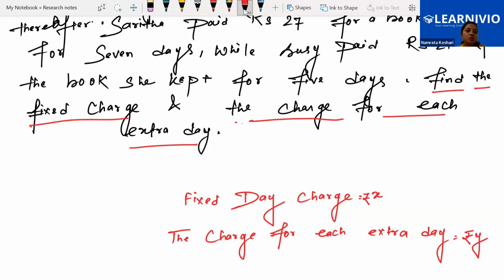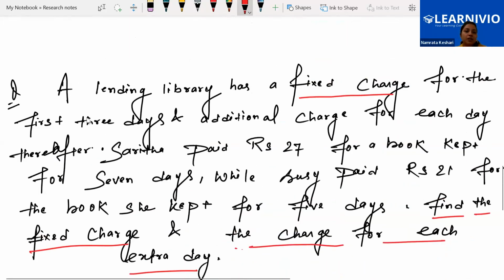Let's frame the equation. Here it says that a lending library has a fixed charge. We have taken that fixed charge as x for the first 3 days. The 3 days doesn't matter for anyone, for you, for me, for everyone. For the first 3 days, everybody is going to pay that x rupees, the same amount. So we will not say 3 into x.